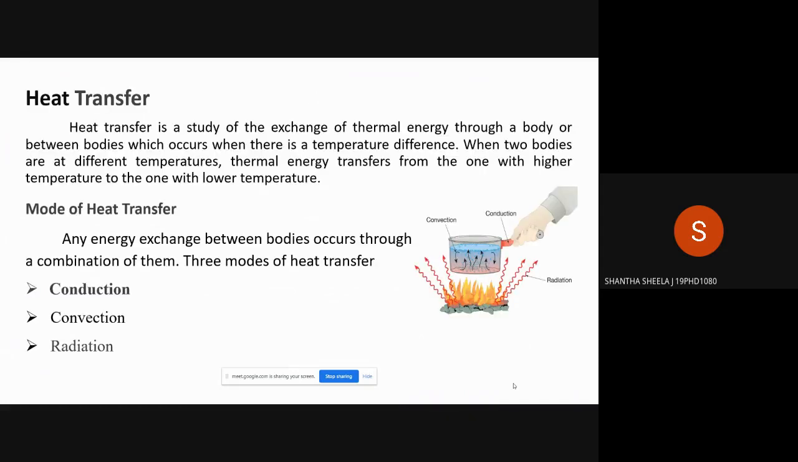Heat transfer is the study of the exchange of thermal energy through a body or between bodies, which occurs when there is a temperature difference. Thermal energy transfers from the body at higher temperature to the one at lower temperature. You all know the three modes of heat transfer: conduction, convection, and radiation.